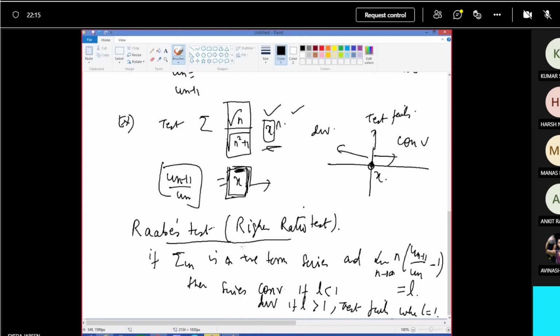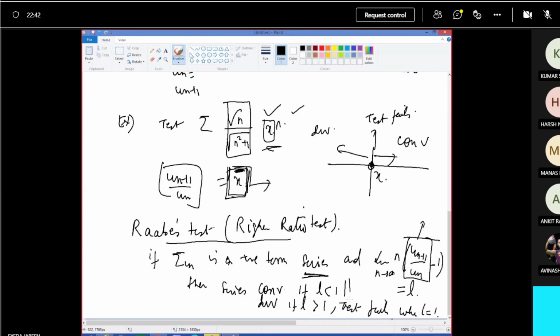This portion you can see is similar to the ratio test. So the concept of the ratio test will be applicable over here because the inner portion is the same. So the same concept will be there: it will converge when it is less than 1, diverge when it is greater than 1, and the test will fail when it is equal to 1. And if you take the reverse, then this part will also get reversed.